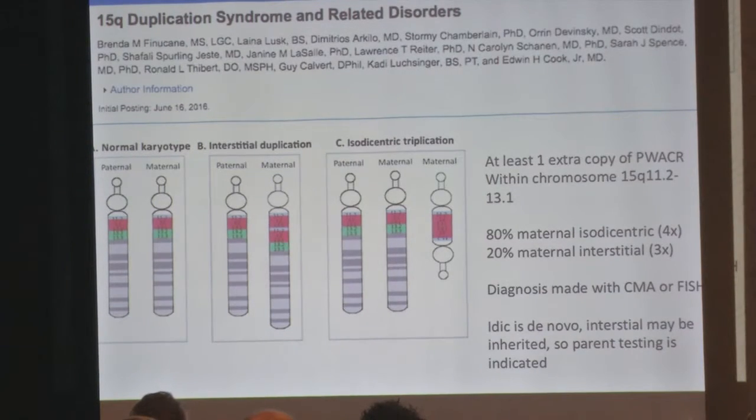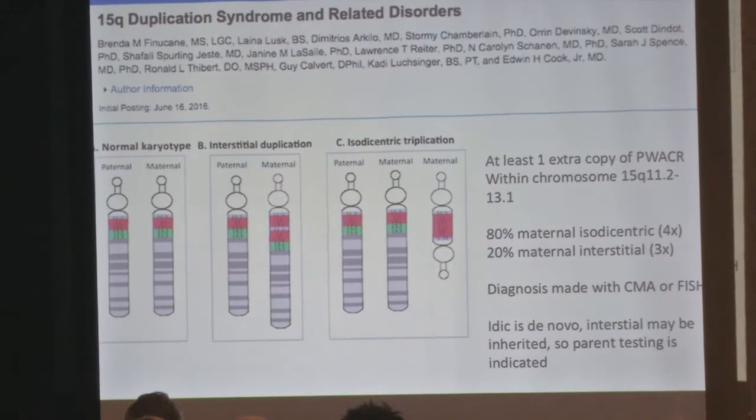But just to quickly remind you that there are two main types of duplications, interstitial and isodicentric. The interstitial is basically a duplication of that 15q region within the chromosome itself. It usually leads to a trisomy of that 15q region, and then the isodicentric usually leads to a tetrasomy, or 4 copies, because there are 2 extra copies of that chromosome on a separate supernumerary chromosome. About 80% of the cases are thought to be idics, whereas 20% are thought to be interstitials, and I think 99% of those 20% are seen in Larry Reiter's clinic down in Memphis.